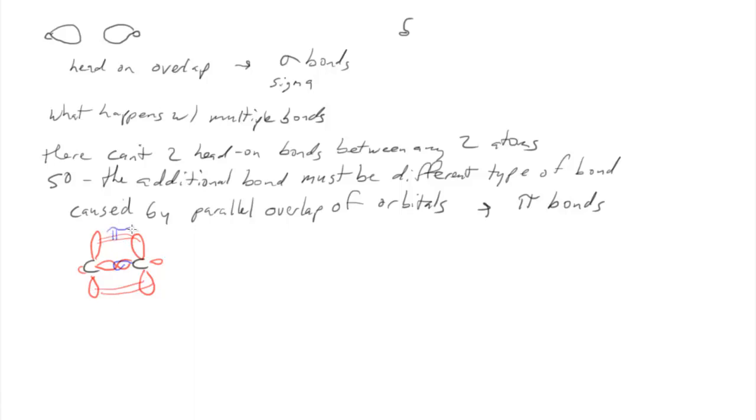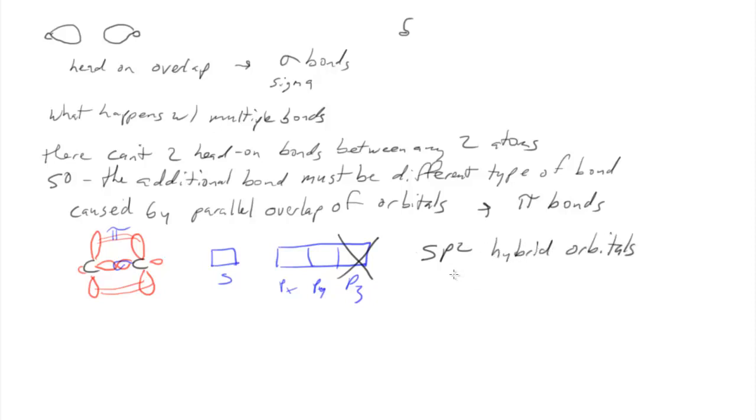Okay, but what happens to the hybrids if I use one of my p orbitals for the pi bonds? So if I have an s orbital, and px, py, pz, it doesn't matter which one you choose to use. If we use one of them for a pi bond, that one's not available to make hybrids for the rest of the molecule. So instead, all that's left is sp2. So instead of sp3 hybrids, we have sp2 hybrid orbitals. And those are characterized by 120 degree bond angles.